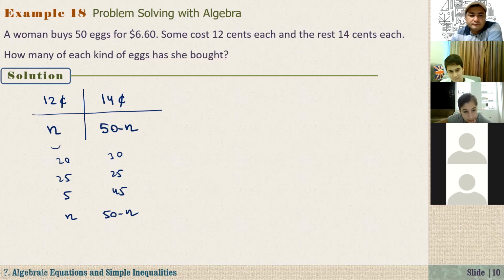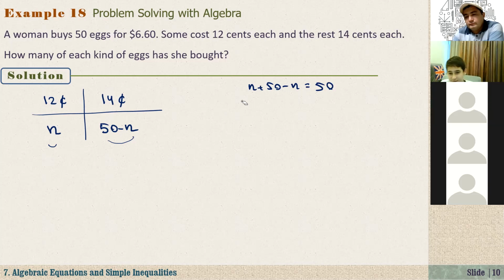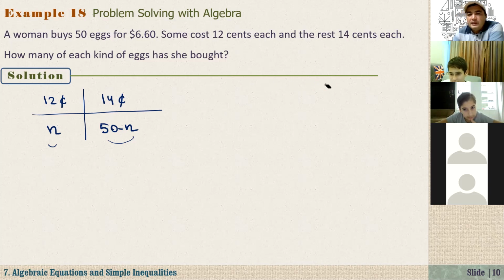Wait, I am confused right now. Because together, the number of 12-cent eggs and 14-cent eggs, how many? 50, right? As you see here, n plus 50 minus n is equal to 50. What is n plus 50 minus n? That's equal to 50, because n minus n cancel each other out and we have only 50 left. Yeah, but this point is very important. We are going to use this a lot. If you don't understand, you cannot solve problems.